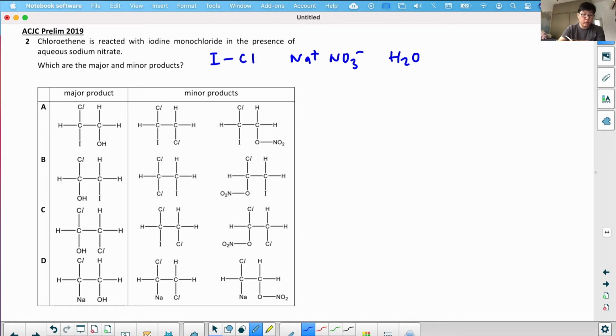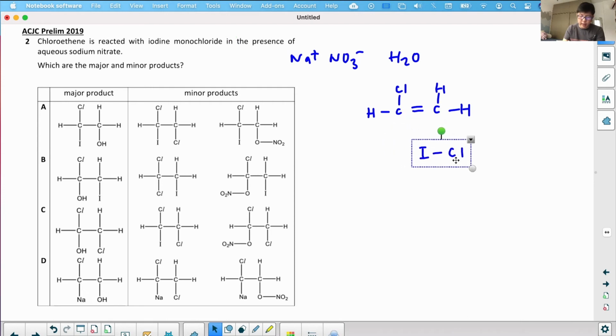Okay, so you need to know for the chloroethene. Maybe just draw it out first. Chloroethene is this. Okay, the first thing that happens is probably ICl will actually react first. But let's see who's more electronegative. So Cl is actually more electronegative, so it will be delta minus, I will be delta plus. So the electron-rich region will actually go to the I, and then electrons go to the Cl.